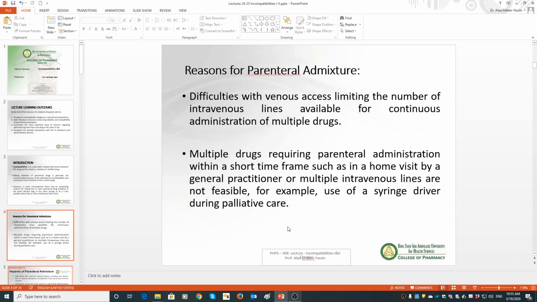Using, for example, a syringe driver for palliative care also at home. Practically you cannot establish two syringe drivers for the patient, and it will also be a compliance problem for the patient. Palliative therapy, for example, is used for end-stage cancer patients to relieve the pain or all the symptoms associated with this situation. So it is common to mix these medications and give them using a syringe driver, possibly at home sometimes.